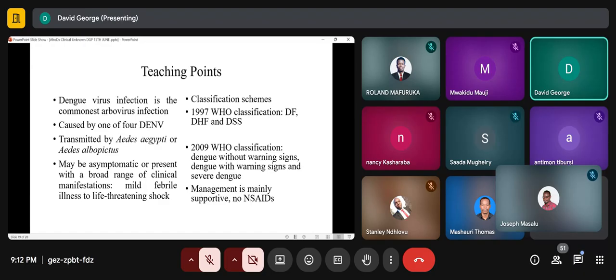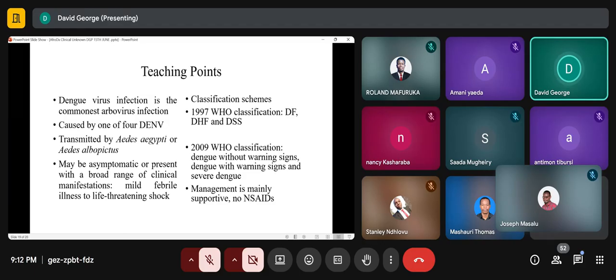It's caused by one of 4 serotypes of dengue, so we have dengue virus 1 all the way to 4. It's transmitted by mosquitoes, which are Aedes aegypti or Aedes albopictus. The incubation period is anywhere between 3 to 14 days, which means when someone is bitten by an infected mosquito, it takes 3 to 14 days before they develop symptoms. And as I said earlier, the majority of the cases are actually asymptomatic.